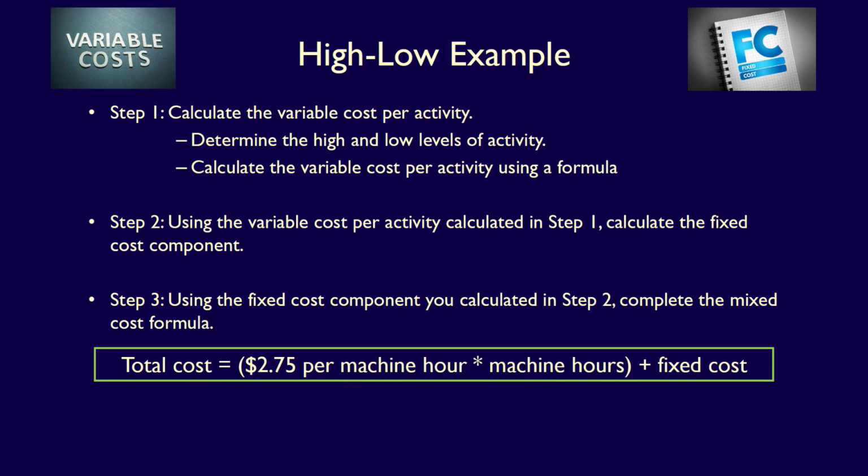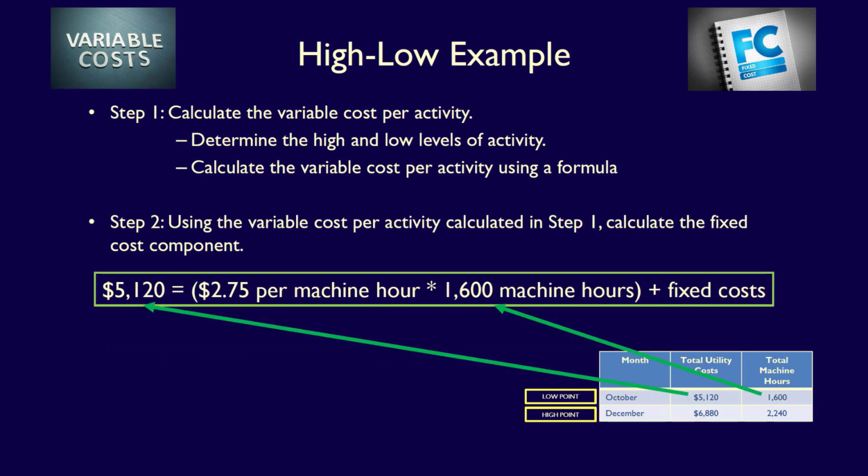Remember, we already have total mixed cost is equal to $2.75 per machine hour multiplied by machine hours plus fixed costs. And if we substitute the fixed cost that we just calculated into the formula, total mixed cost is equal to $2.75 per machine hour multiplied by machine hours plus $720. This is our mixed cost formula. Management can use this formula to predict costs at different levels of activity.